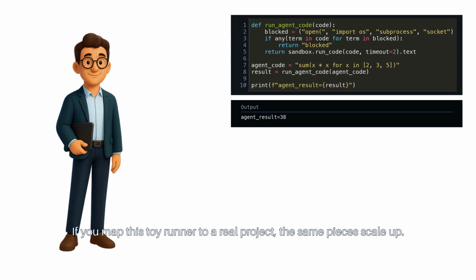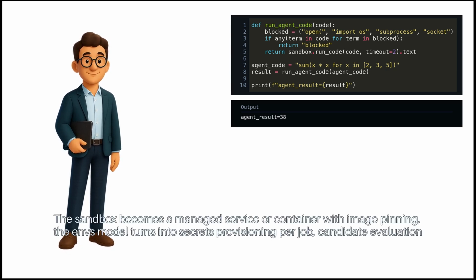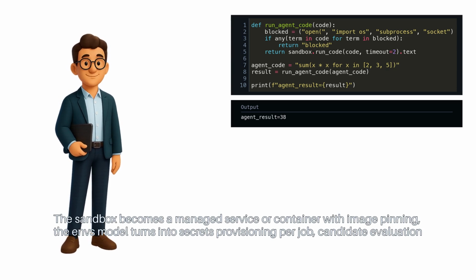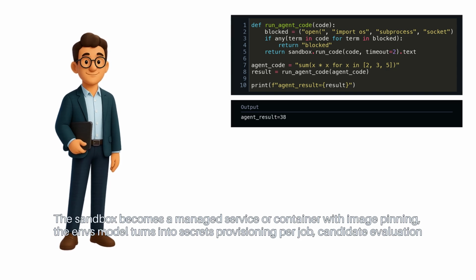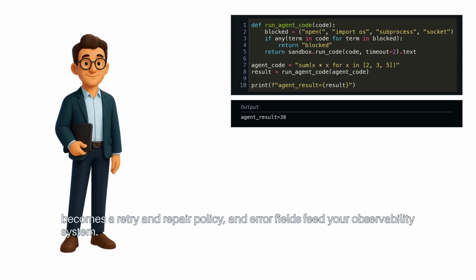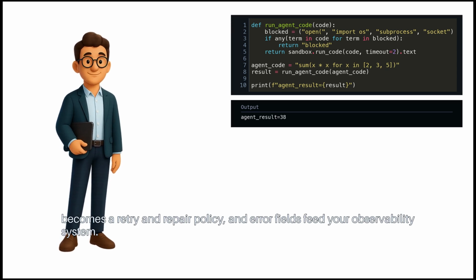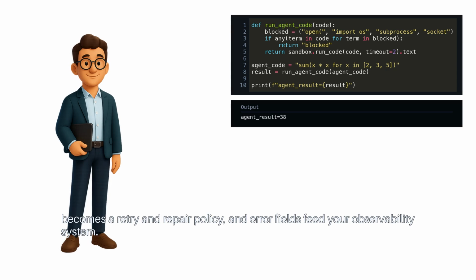If you map this toy runner to a real project, the same pieces scale up. The sandbox becomes a managed service or container with image pinning. The envs model turns into secrets provisioning per job. Candidate evaluation becomes a retry and repair policy. And error fields feed your observability system.